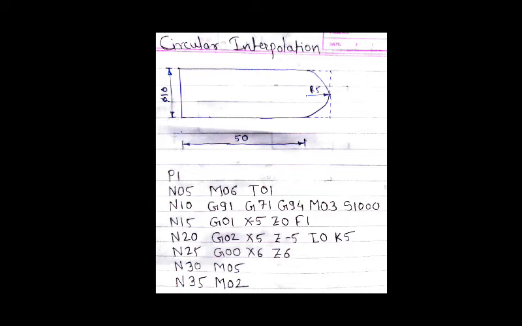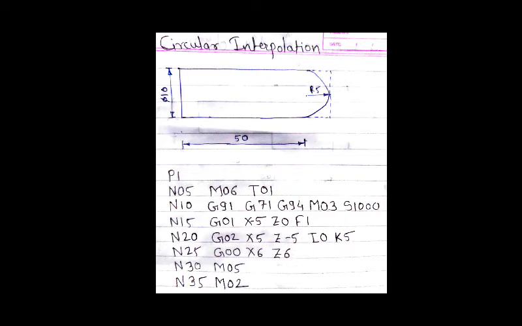Okay, this is what the feed is. So here we did the facing operation. And after that, in the next block, the G02 code is used. G02 is for circular interpolation in the clockwise direction. Till now we were mostly using G00 and G01.